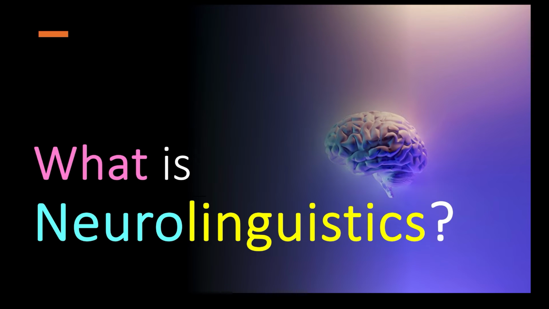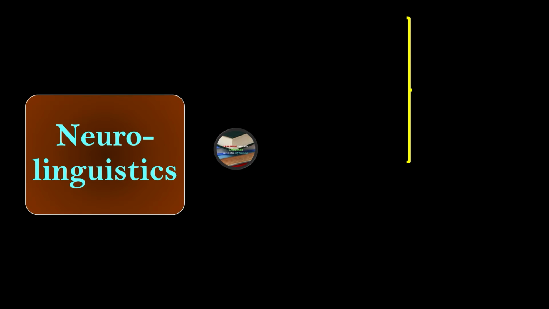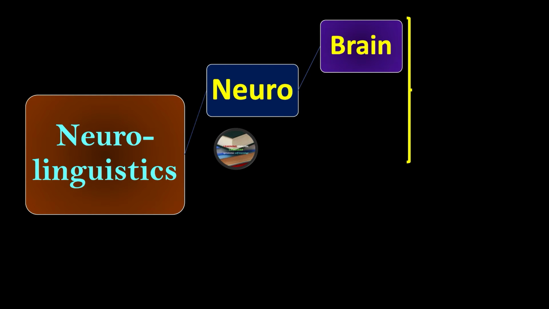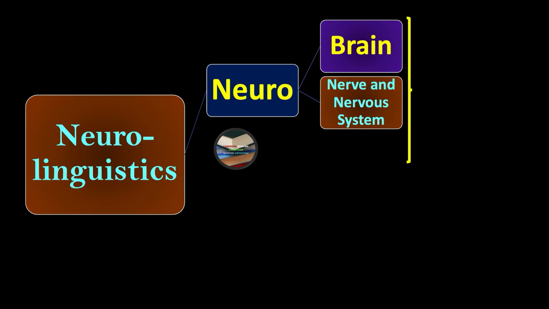What is neurolinguistics? The term is divided into two segments, neuro and linguistics. The first one is neuro, and it refers to brain. It is related to brain. It is linked to brain. It is also related to nerve and nervous system. When we talk about brain, we talk about nerve and nervous system, because without them the brain cannot function. And this area is known as neuroscience.